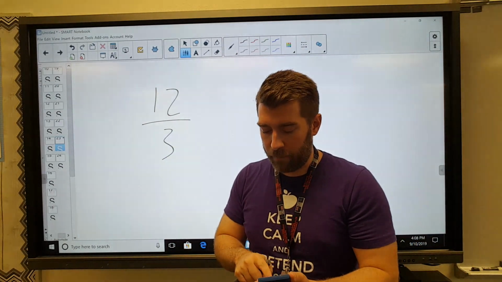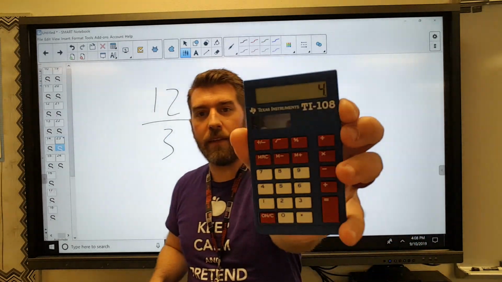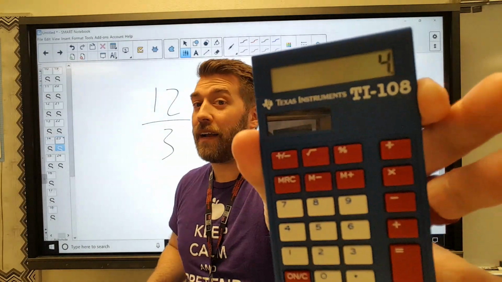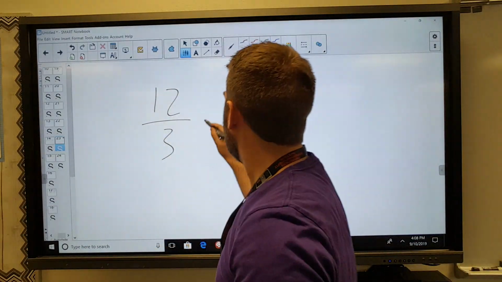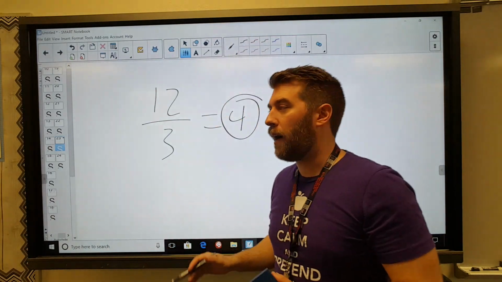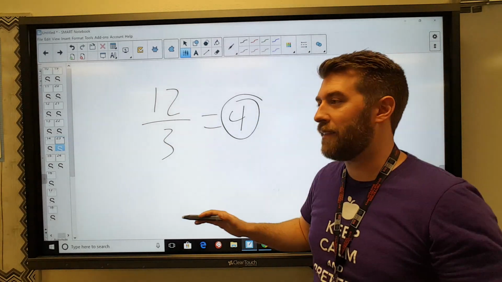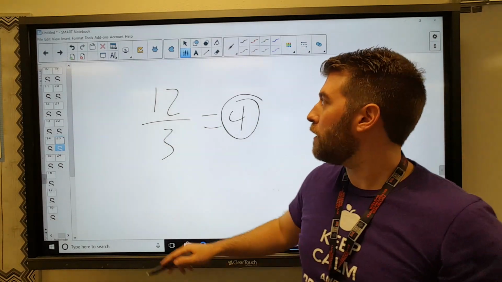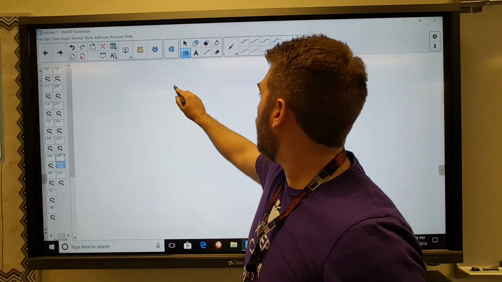If I do 12 divided by 3, you see that I get 4. I got the whole number 4. There's no decimal numbers behind it. So in that case, we're done. Sometimes you can have improper fractions that just become whole numbers, and then that's it. You stop. You're good. But what if it doesn't? How do you know when you need to keep going?